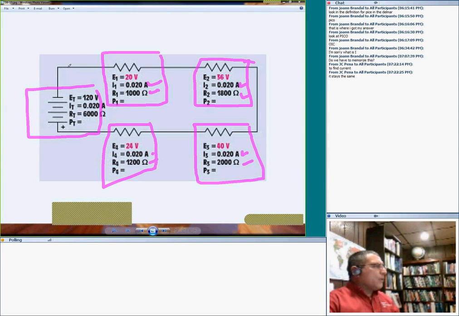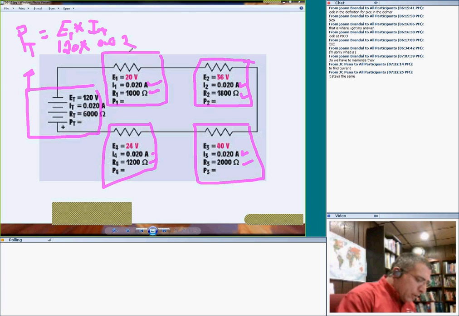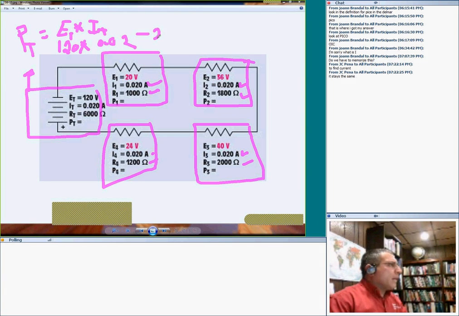I need to find power, so here's my option. Where do you guys want to start? You can start anywhere, basically. Let's start with this one. I need to find the P total. No problem. Find E total, which is already known. Multiply the E total by I total, because we're talking about the total. So you have the 120, multiply 120 by the current, which is 0.02. 0.02 times 120 will get you 2.4. That gives you 2.4 watts.